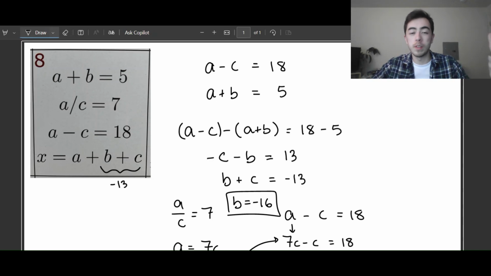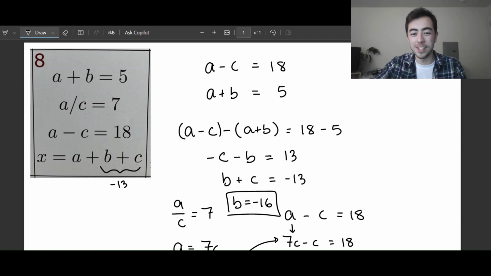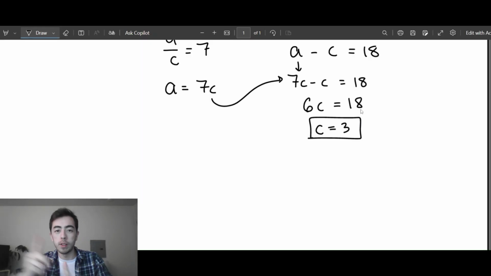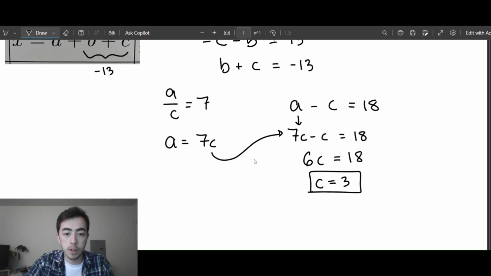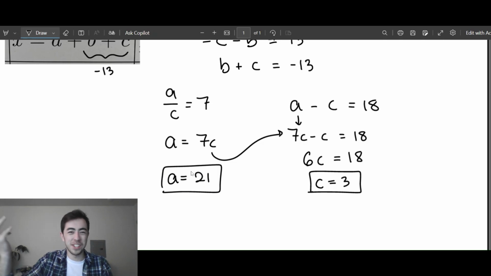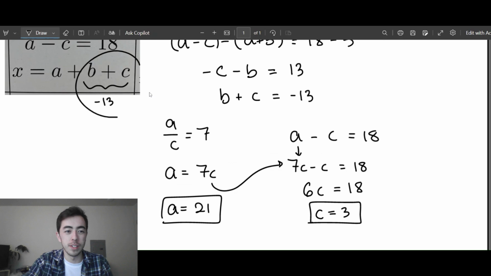So cool. We know that the problem works, but you can just follow through with my other train of thought by finishing the whole video. So then I can look at my other work from earlier and figure out what A and B are. Well, if C is 3, 7 times 3 gives me A, so A is 21. And then I don't actually need to figure out what B is because I already have this negative 13 here.